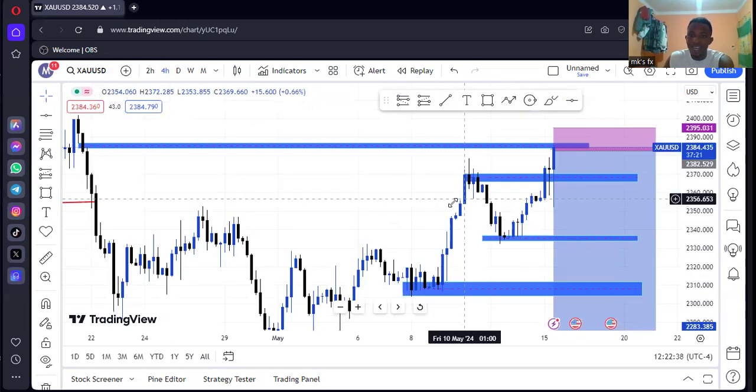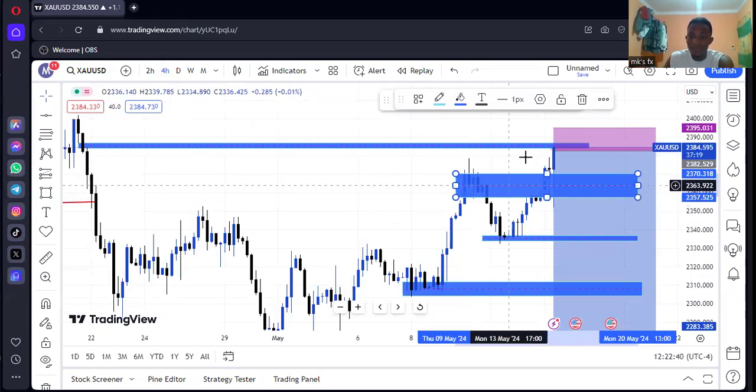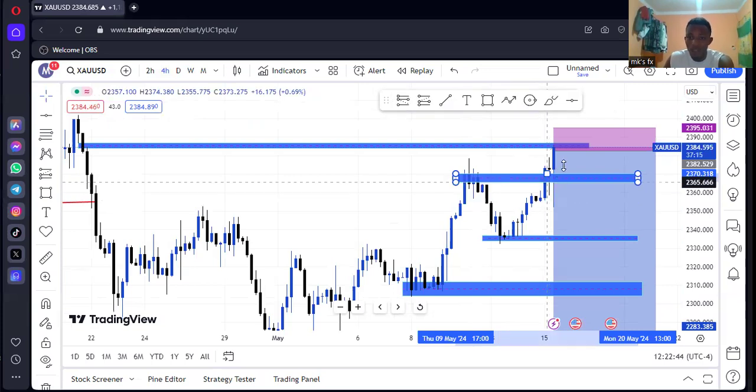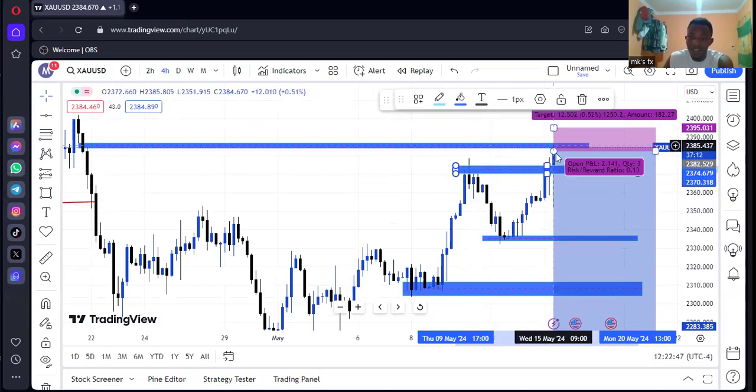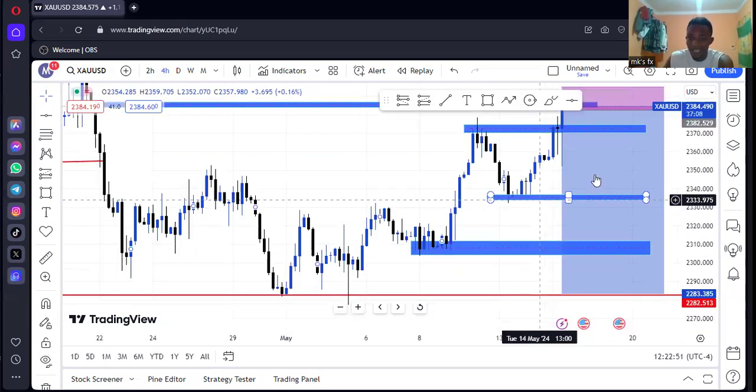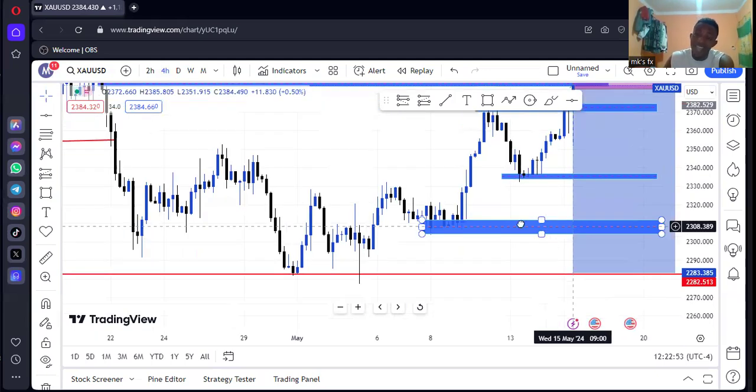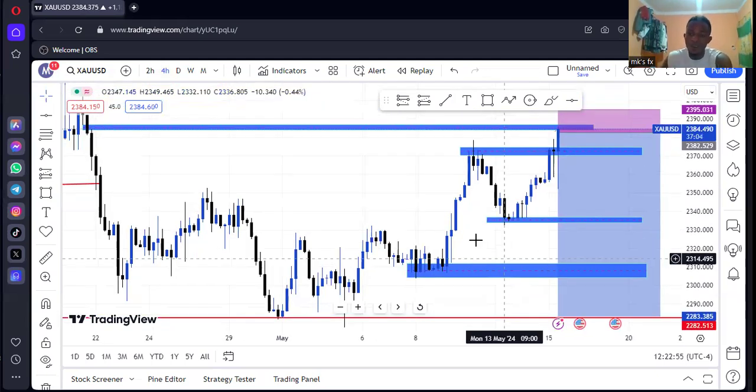So, guys, that is it. This is my analysis for gold, and we pray it works out well. And for those that are taking the sells from here, if it breaks from here and retests, take another entry. It breaks and retests, take another entry. So you can make more money.